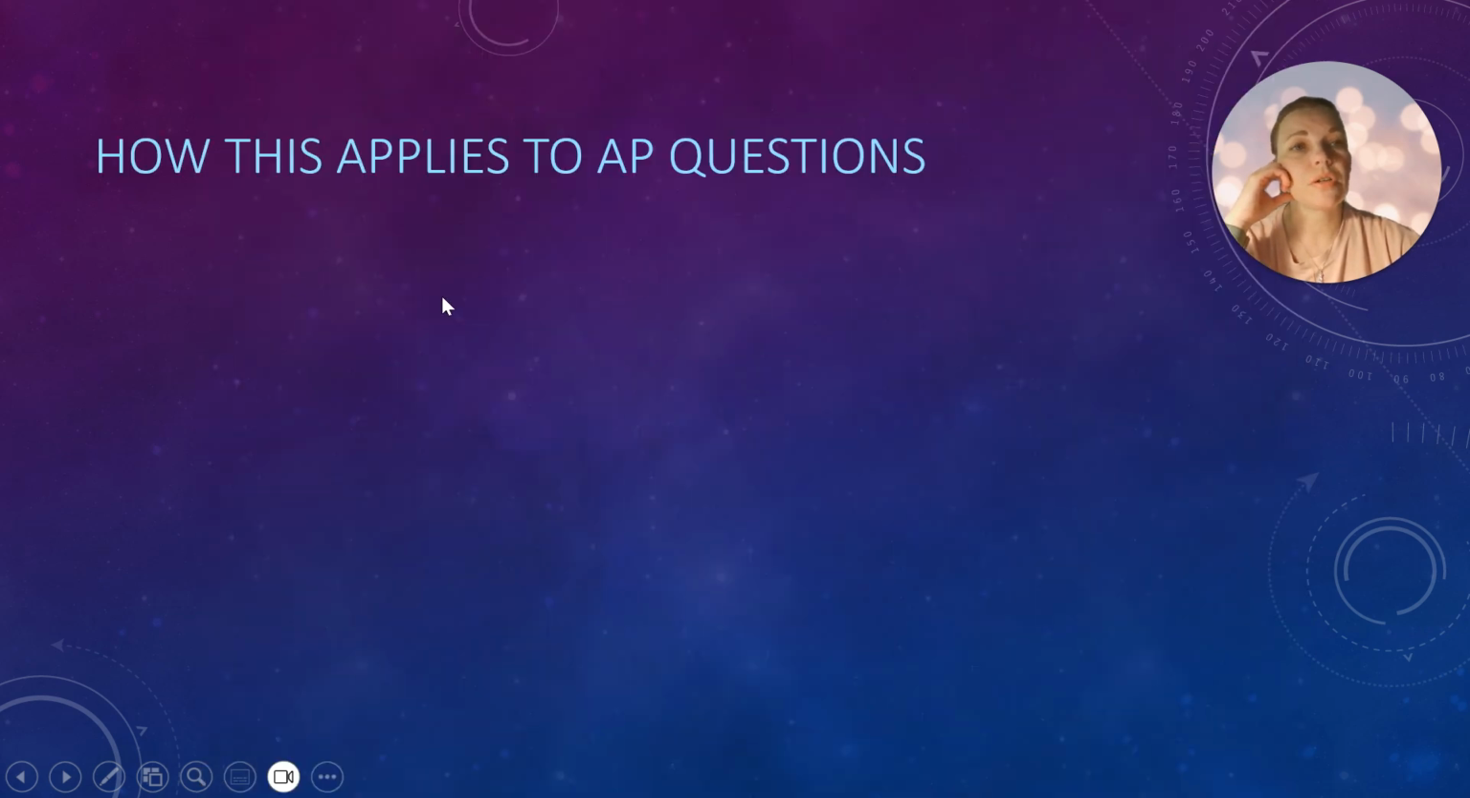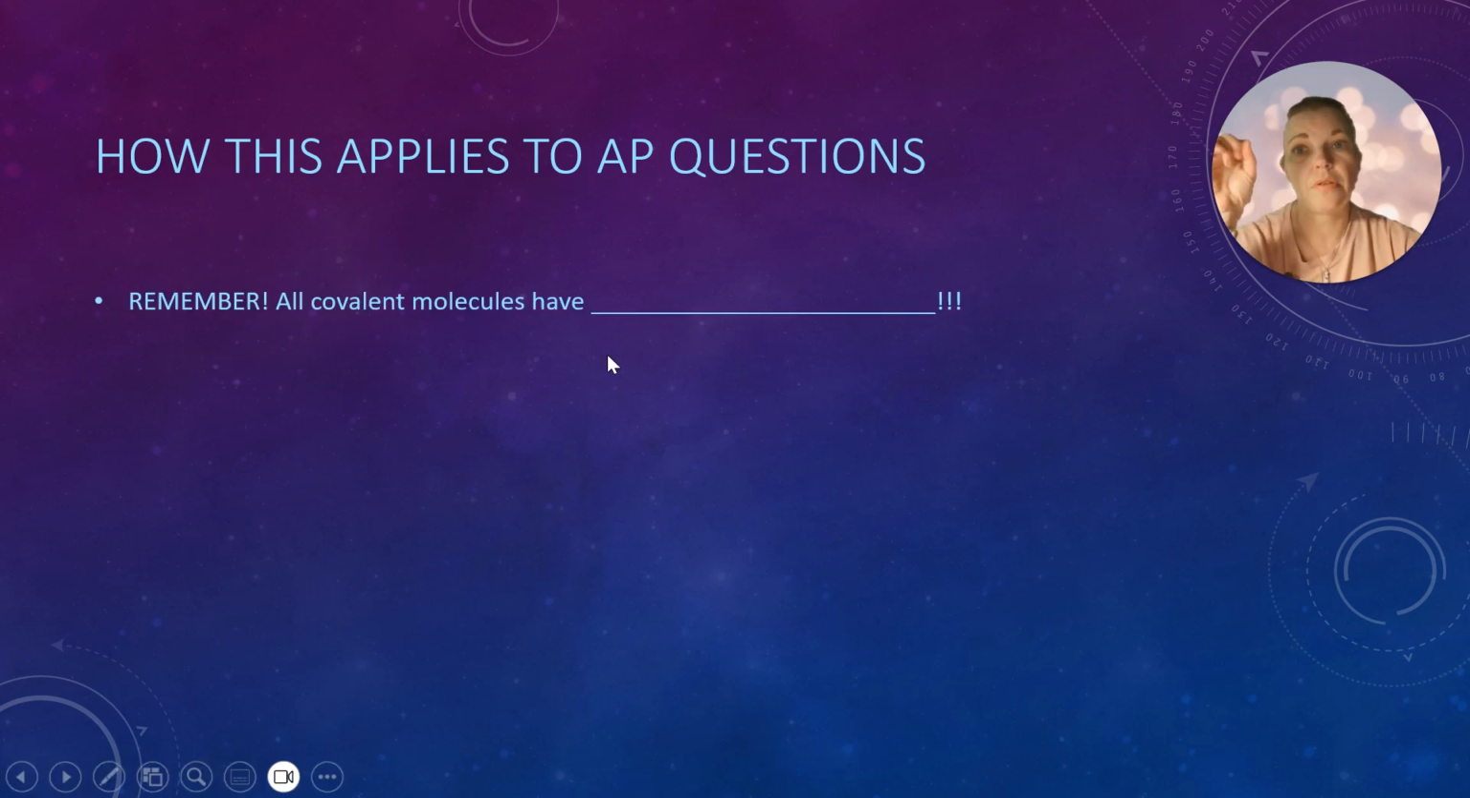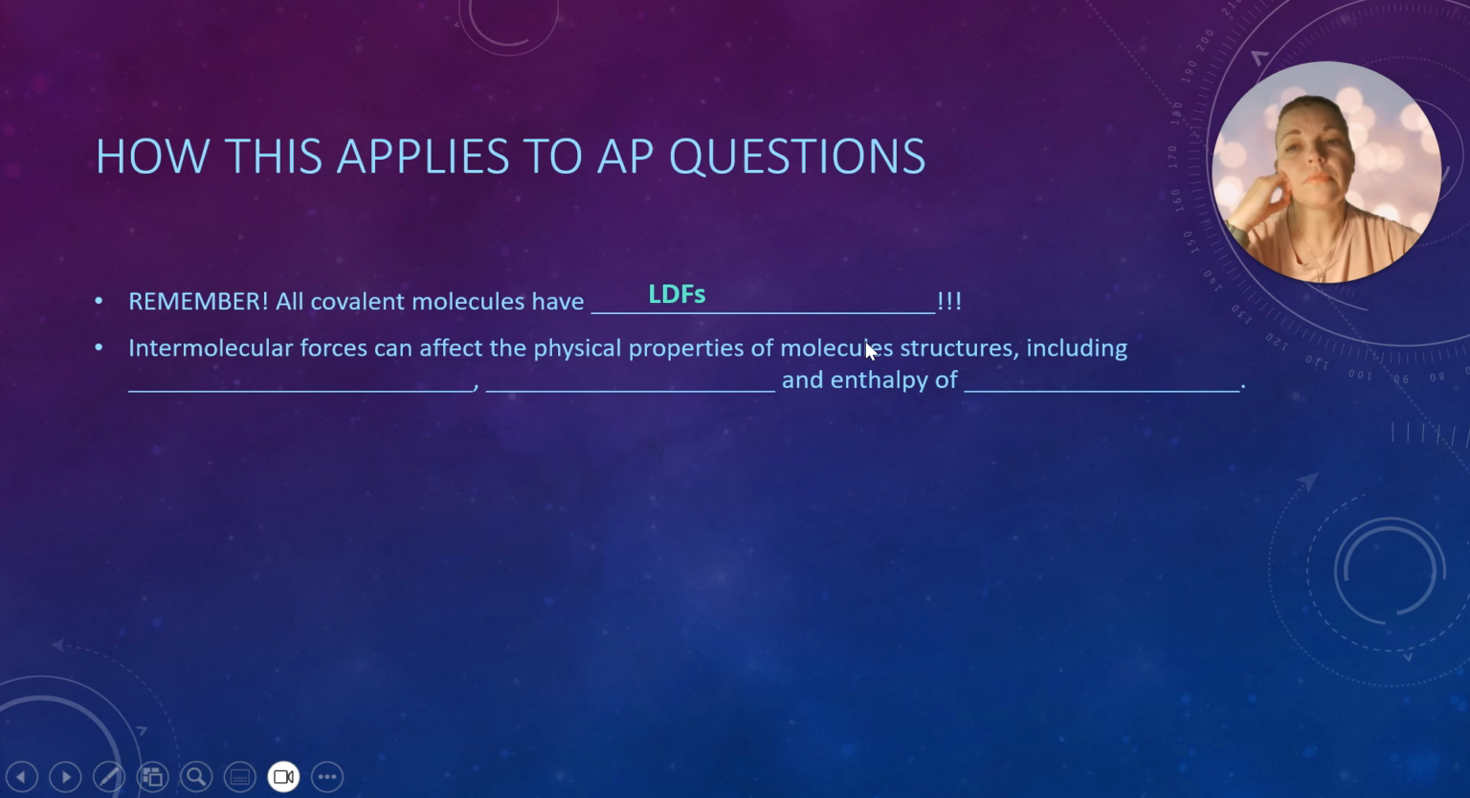All right, so I do want to talk to you a minute about how this applies to AP questions, because you're going to see this again and again. Intermolecular forces are not going away, so they're really important for you to learn and master, okay? So, number one, all covalent molecules have London dispersion forces. And you need to state that anytime you're asked to list the IMFs involved in a species.